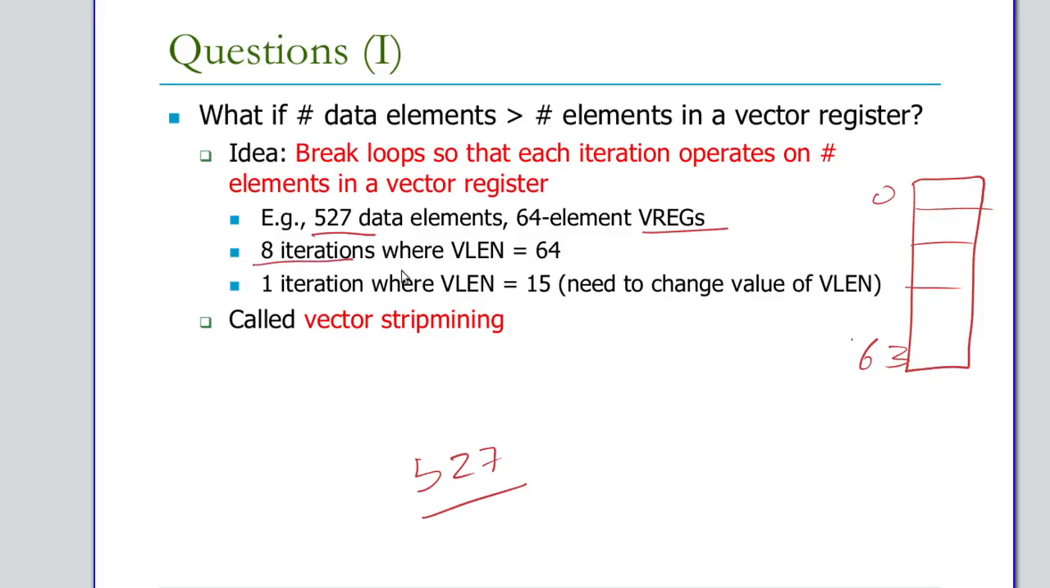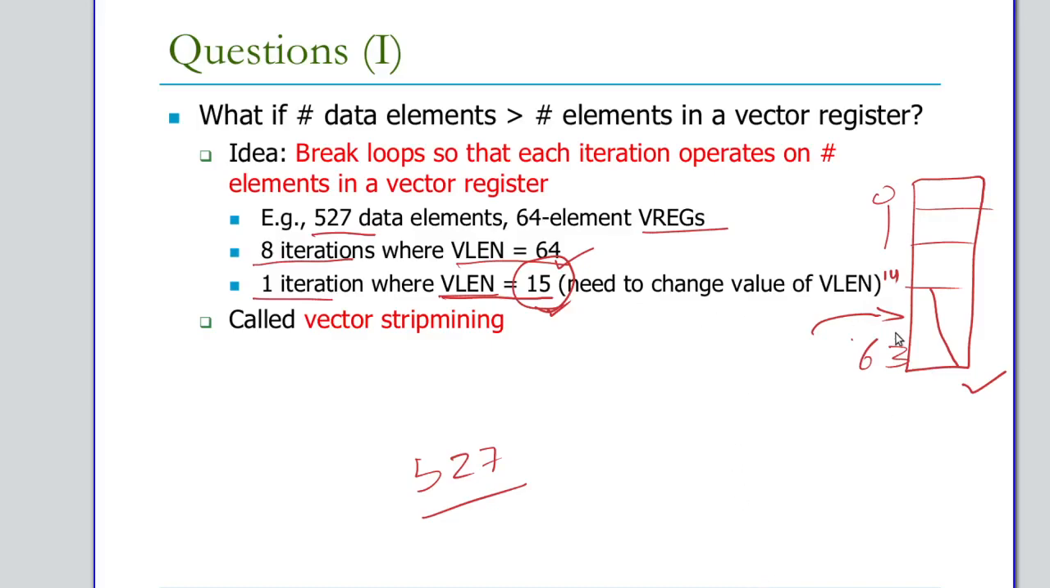In these 8 iterations you will keep the VLEN at 64. Each time you will take 64 elements from memory and operate on them. In the last iteration, you will keep the vector length 15, okay, because in 8 iterations 64 into 8 is 512. The only thing remaining will be 15 elements. So in the last iteration you will keep VLEN at 15, so from 0 to 14 you will use, and the rest will not be used.